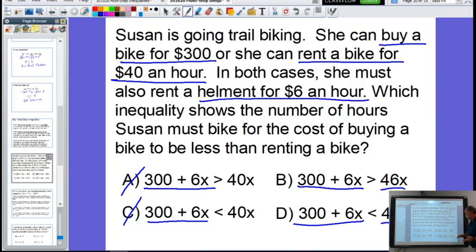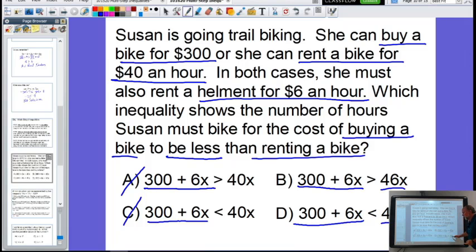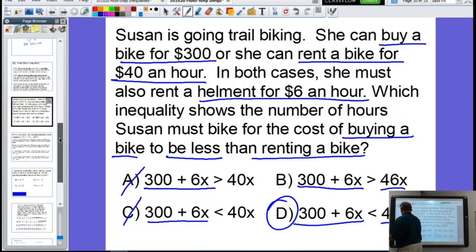That's what it represents. Now, the last thing we have to do is figure out what kind of inequality we're putting in here. It says, which inequality shows the number of hours Susan must bike for the cost of buying a bike to be less than renting a bike? Well, buying a bike was the 300 one. Okay, so we're looking at these two problems right here. I want the buying a bike to be less than renting a bike. Well, this is buying a bike is greater than renting a bike. This is buying a bike is less than renting a bike. So what's the correct answer then? D, and that's how you have to match it up, just like that. Okay, so that's one type of problem that you're going to have to do.